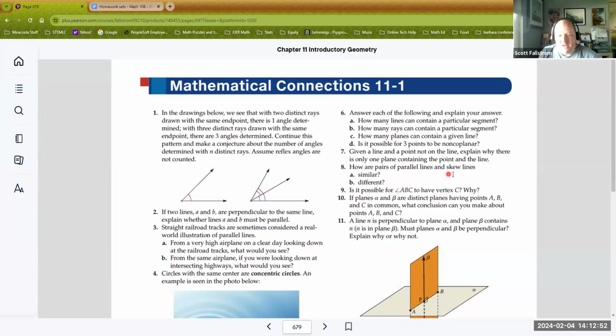How are pairs of parallel lines and skew lines different and similar? Great question. If you watch the video or read the book, the definitions are in there, but now connect them. What is similar between these two? What is different?